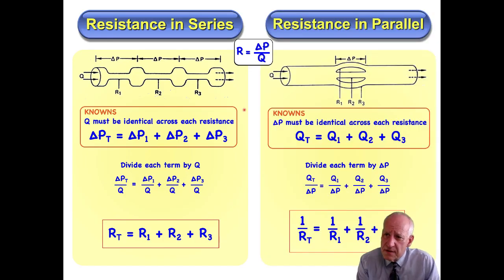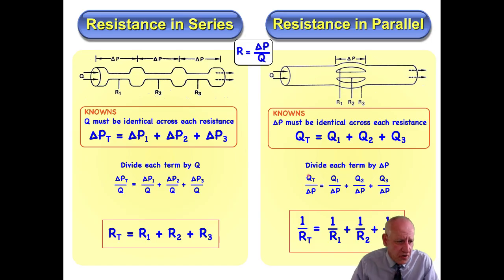Now let's consider resistances in parallel. Suppose we have 3 tubes which branch into channels with different resistances. So there are two things that I know for sure. First, the total flow across the three channels will be equal to the sum of the individual flows across each channel. And second, the pressure gradient that drives the flow across each channel will be identical for all three. So our knowns are that the total flow is equal to the sum of the individual flows, and that delta P, the driving force, must be identical across all three resistances.